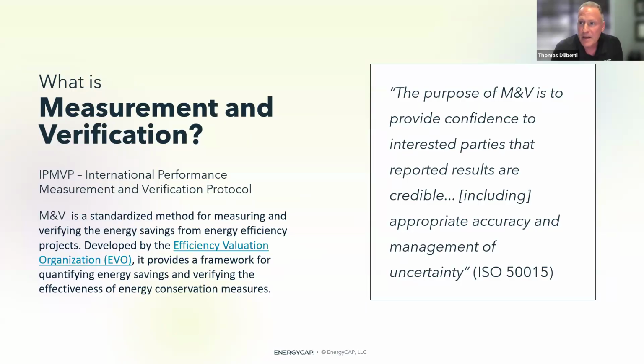Another topic that many people don't quite have a clear understanding of, and that I think blends into this overall conversation, is the idea of measurement and verification. Measurement and verification is the idea that there needs to be a tool, a way to compare buildings in an acceptable manner where people would agree on the calculations in order to determine what legitimate savings are. So over in the box to the right here, the purpose of M&V is to provide confidence to the interested parties that reported results are credible, including appropriate accuracy and measurement of uncertainty.